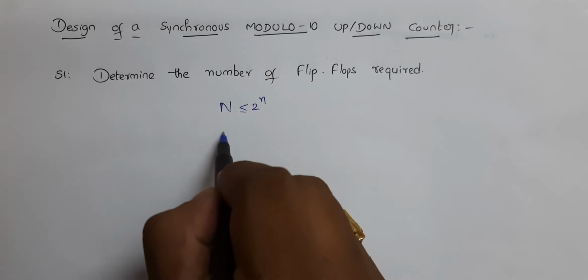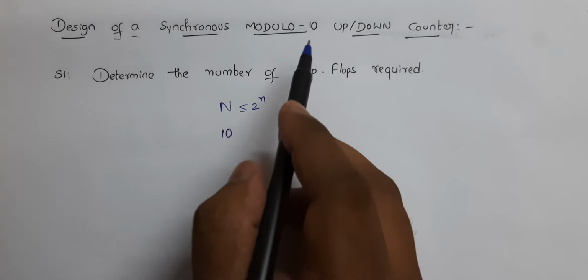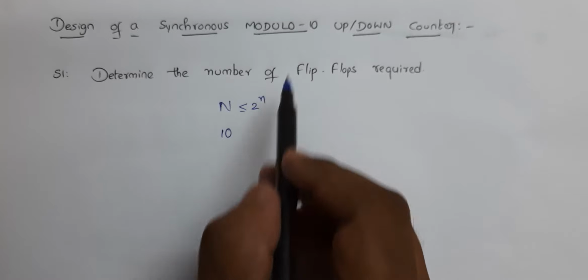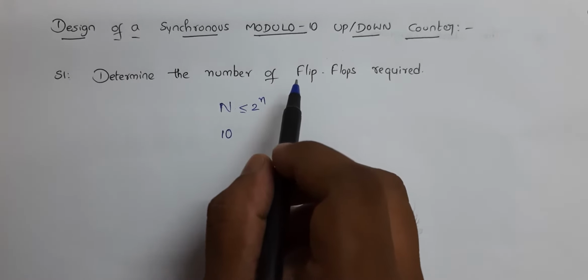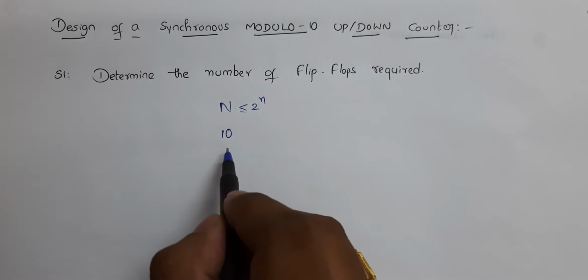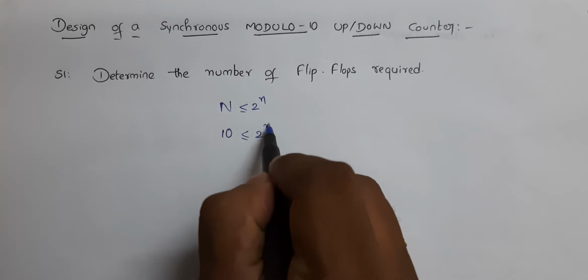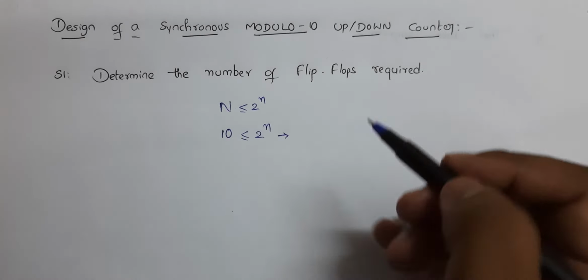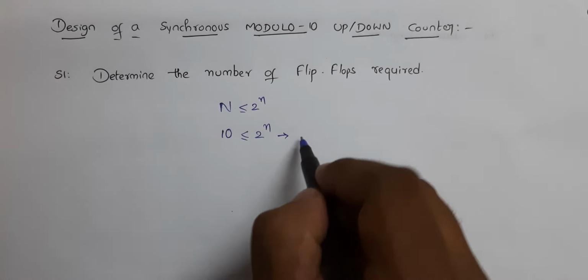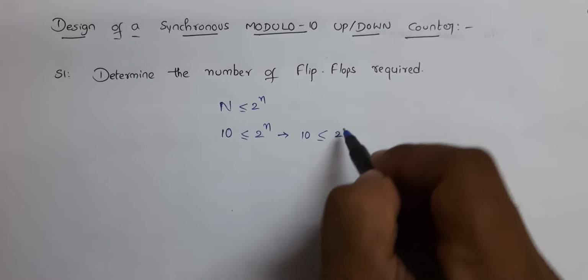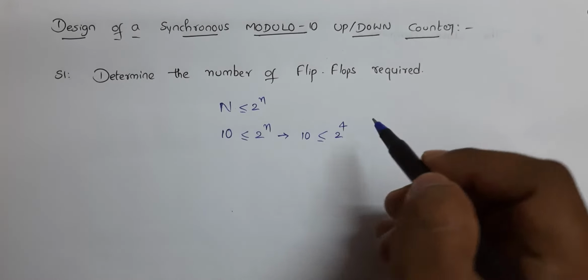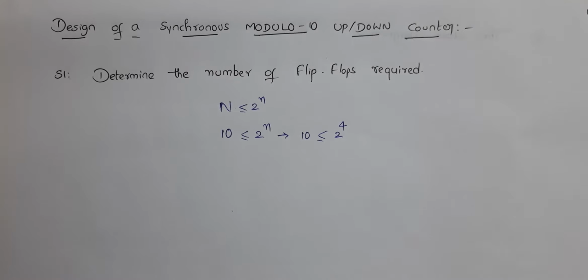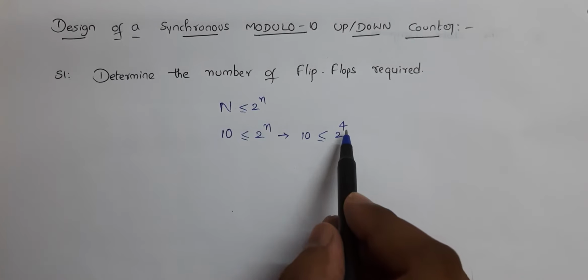What is the capital N value? The capital N value is given as 10. Why? Because it is defined as modulo 10 or mod 10. That means this modulo 10 counter has 10 states. So N is 10, which should be less than or equal to 2 to the power of n. We should satisfy this condition. By considering values for n, this condition is satisfied when n is equal to 4, and we should consider the minimum value of n. So we should consider n is equal to 4 only.